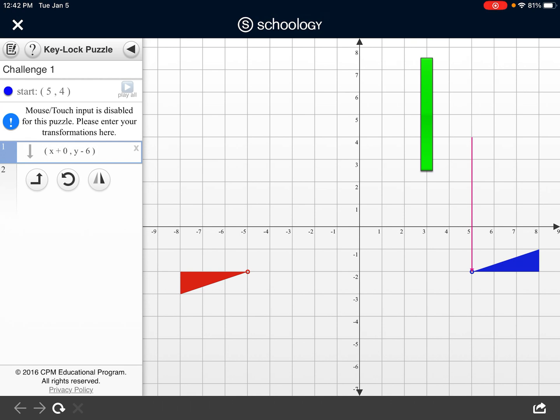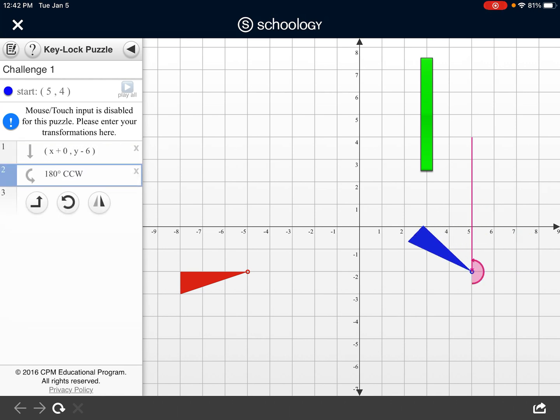Instead of flipping it twice, I could just rotate it. And so the second toggle here is the rotation. And the rotation can either go clockwise or counterclockwise. So I want to take this triangle and I want to spin it counterclockwise 180 degrees. So then it'll match up with the other triangle. So instead of doing 2 different flips, I could just rotate it.